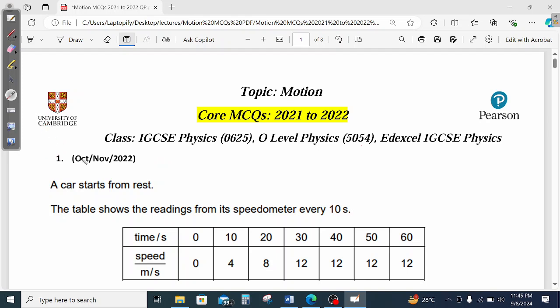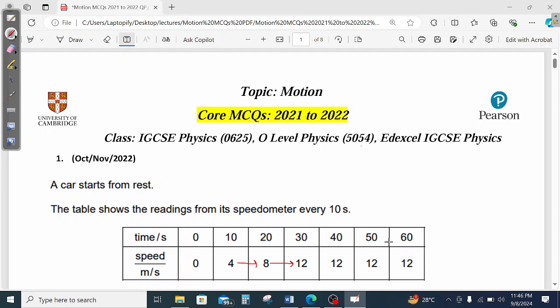Okay, so the first question is taken from October November 2022. A car starts from rest. The table shows the reading from its speedometer every 10 seconds. It means in every 10-second time interval, the speed of the car is measured. In the first 10 seconds, the speed of the car is 4 meter per second, and then after the next 10-second interval, the speed increases from 4 to 8 meter per second, and then in the next 10-second interval, the speed increases from 8 to 12 meter per second.